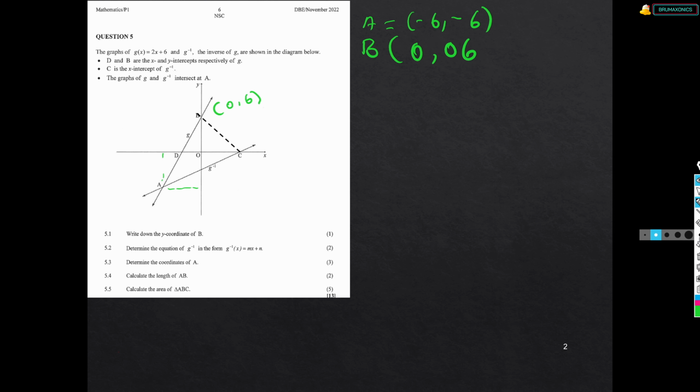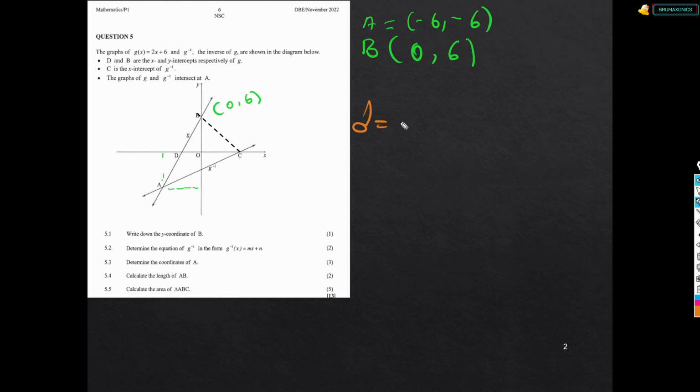Oh, sorry, positive 6. So this means that we can now go and write the length, which is actually the distance.